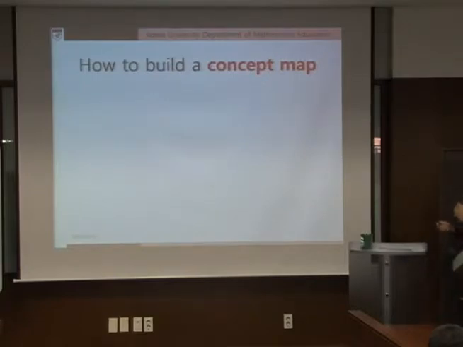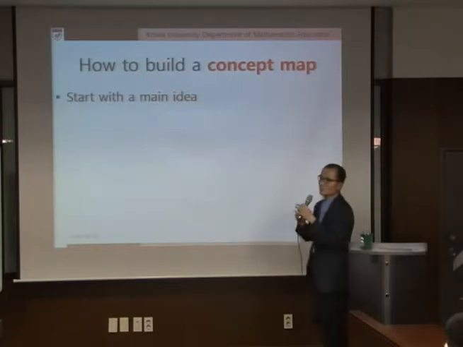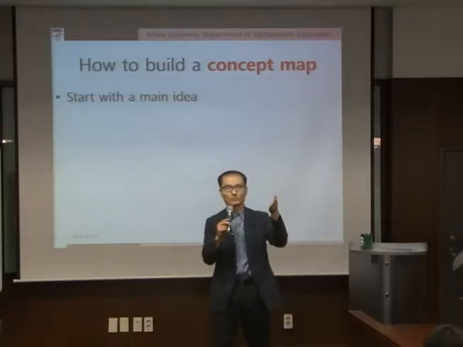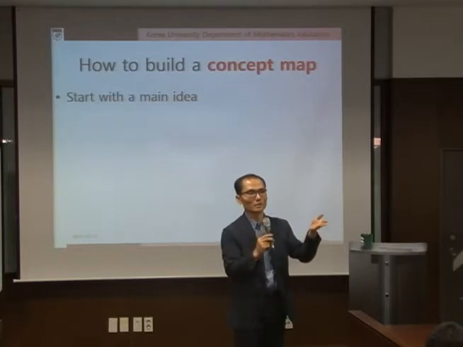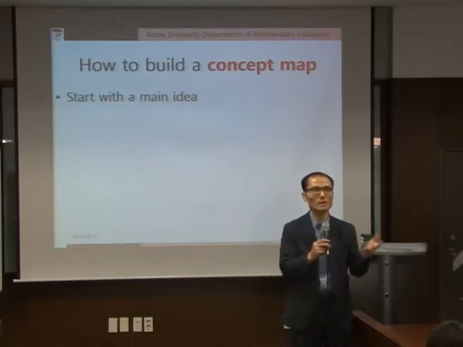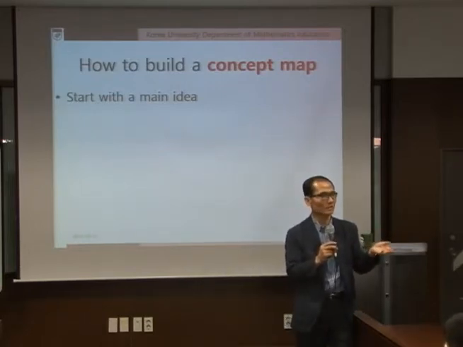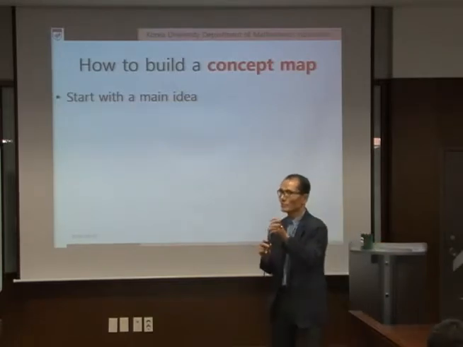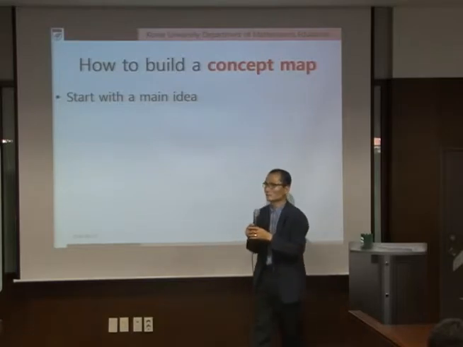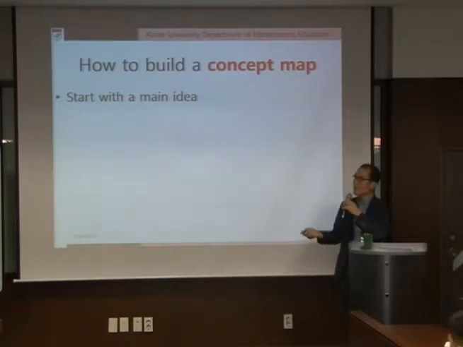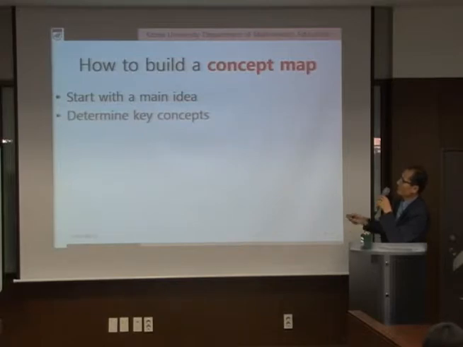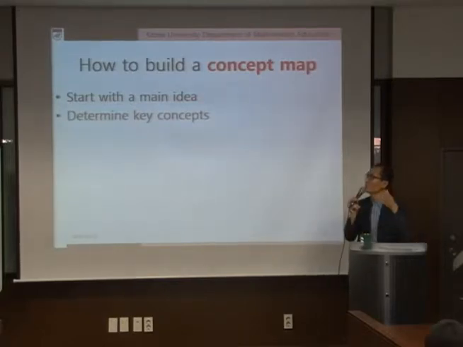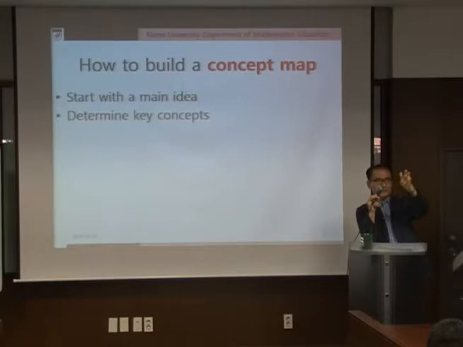So how do you build your conceptual mapping then? First, you need to start with a main idea. You need to select it. For instance, in the topic of a logarithm, what is the main idea, do you think? In the topic of differentiation, for instance, what is the main idea from your perspective? Under the main idea, you also need to determine key concepts, right? So what is the key concept?